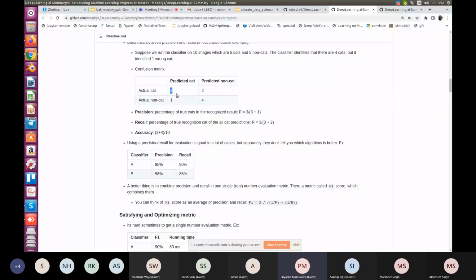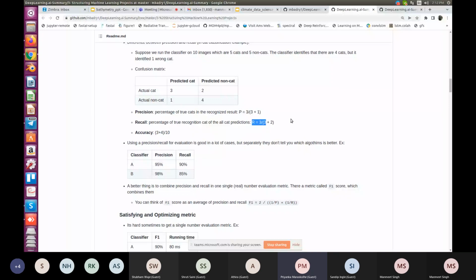And recall is the percentage of true cats recognized out of all the actual cats. So you have to see all the actual number of cats, which is 5, and see how many of them are predicted correctly. In precision, you go along the column, and in recall you go along the row. So precision is 3 divided by 3 plus 1, and recall is 3 divided by 3 plus 2.